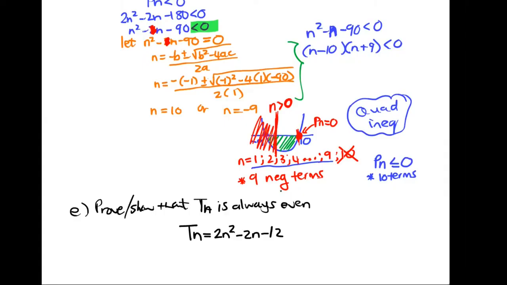And this is not a difficult question, okay? But again, it requires a little bit of thinking. So it's not impossible, but you do have to think a little bit differently. Okay, so why would Tn always be even?